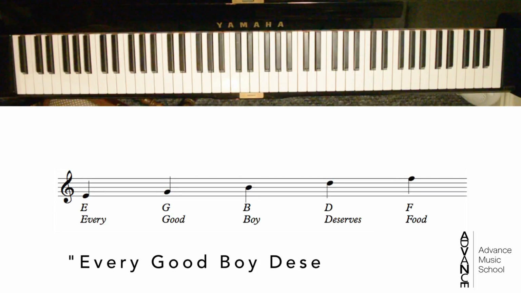For the lines on the stave we can use every good boy deserves food. The bottom line is E for every, the second line is G for good, the third line is B for boy, the fourth line is D for deserves, and the last line is F for food.